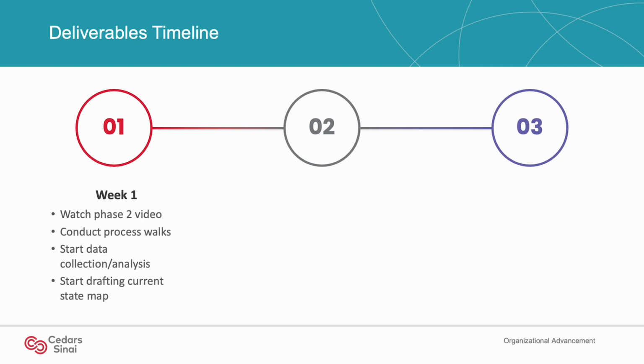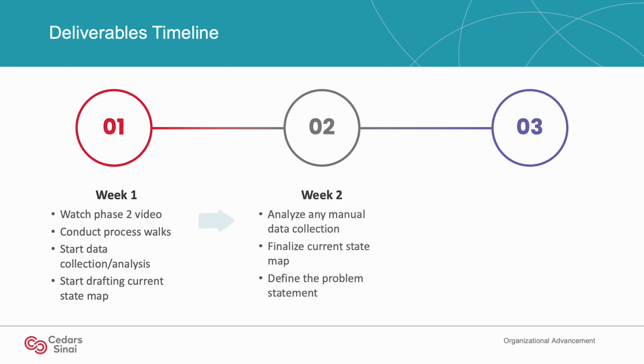During week 1, the team should watch the phase 2 video and start conducting the in-depth process walks, data collection, and then work on drafting the current state map. During week 2, the team should analyze data, finalize the current state map, and complete the problem statement. And then in week 3, the team should complete the 5 Whys exercise and organize the root causes based on their impact to the problem. If the team's timeline plan doesn't fall into the approximate 3 weeks, please come to OA office hours or discuss with your Tier 2 leaders.